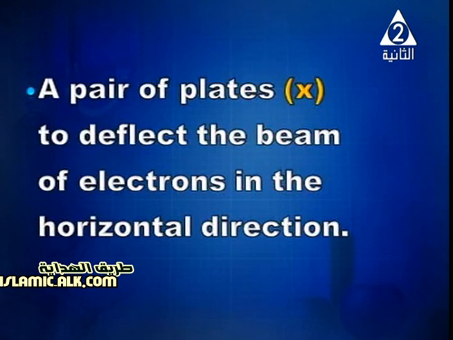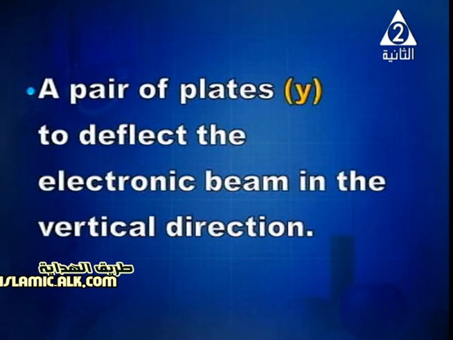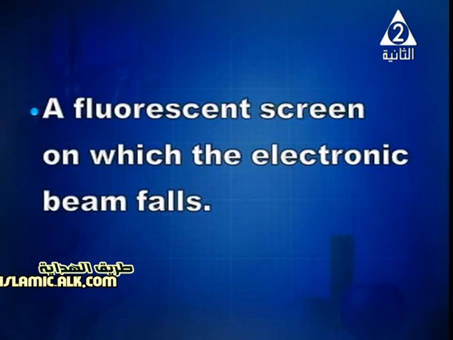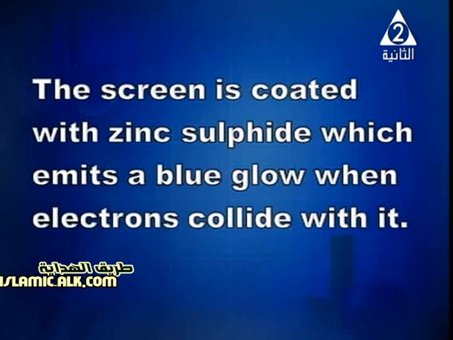We've got a pair of plates, plates X, to deflect the beam of electrons in the horizontal direction. Vertical plates deflect the electronic beam horizontally. And horizontal plates, plates Y, deflect the electronic beam in the vertical direction. And what about the function of the fluorescent screen? We've got a fluorescent screen on which the electronic beam falls. And when electrons fall on the screen, it glows. The screen is coated with zinc sulfide, which emits a blue glow when electrons collide with it.